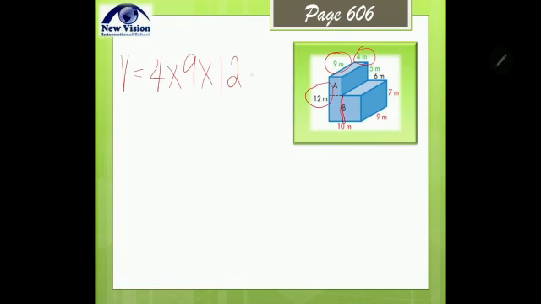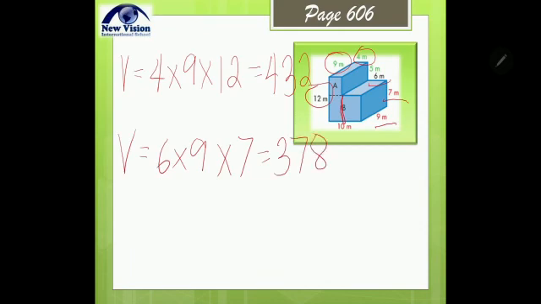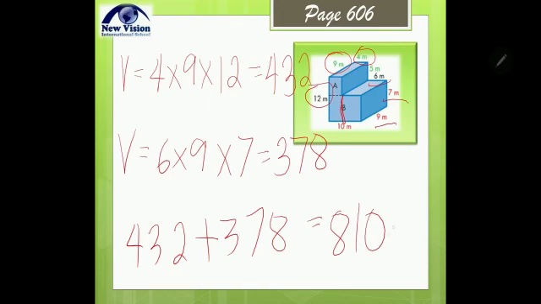4 times 9 times 12 is equal to 432. Next, for our prism B, we have 6, 7, and 9. So we will multiply 6 times 9 times 7. 6 times 9 times 7 equals 378. And finding the total volume of our prisms, 432 plus 378 equals 810 cubic meter.